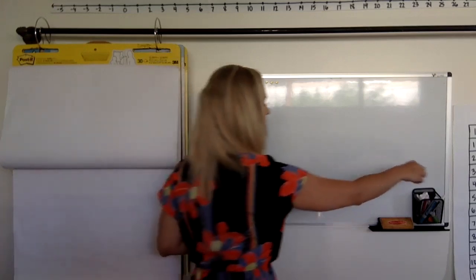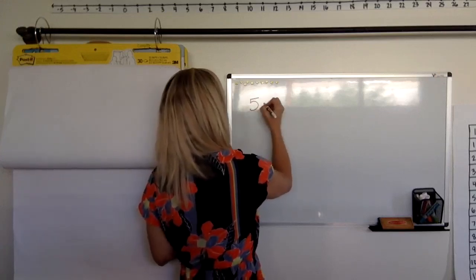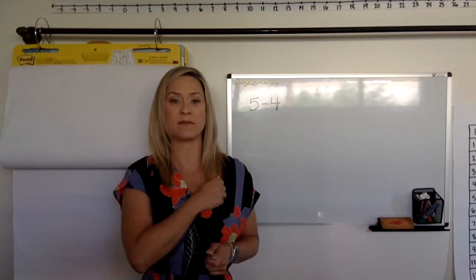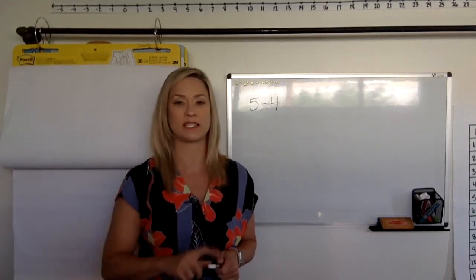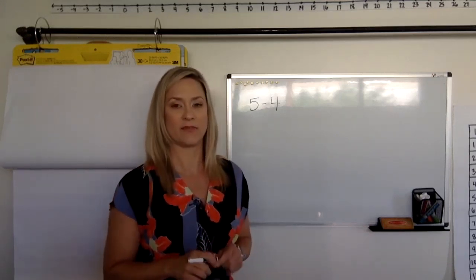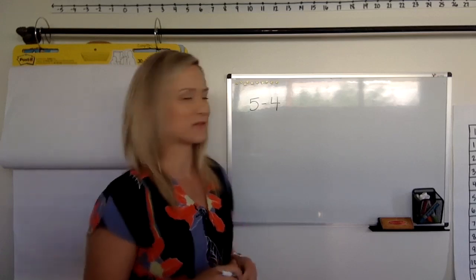The first thing I'm going to ask your child is how they would solve 5 minus 4. So we want to give them some think time. In class we go like this, and they show, oh, I have one way, I have two ways, and so on. After they have some time to think about 5 minus 4, I'm going to ask them what their answer was, or I'm going to guess their answer, really.